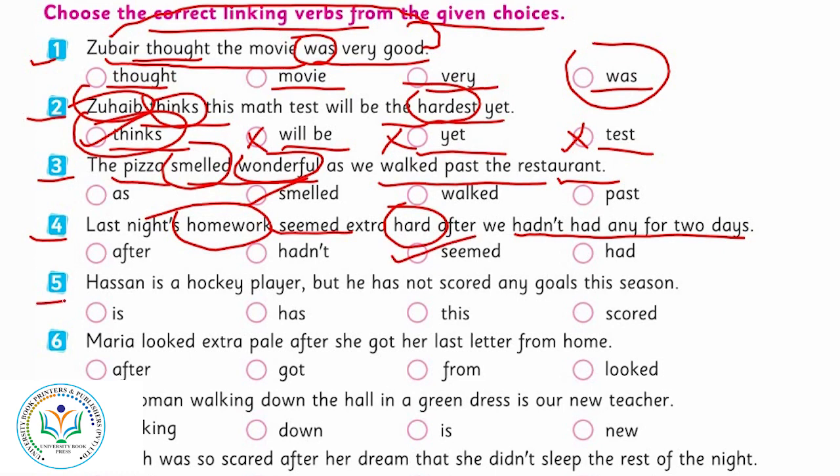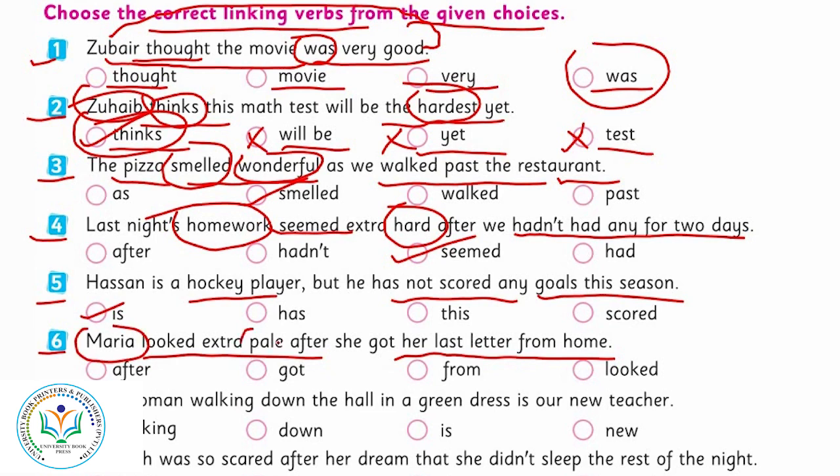The fifth one: Hassan is a hockey player, but he hasn't scored any goals this season. Yes, we have the linking verb here and it's very clear. You can see it is the right option here. The sixth one: Maria looked extra pale. She got her last letter from home. Maria is the noun here. Extra pale means looking very sickly, looking ill. Pale is an adjective here. So, what word is connecting them, linking them together? Looked. Looked is a linking verb here.